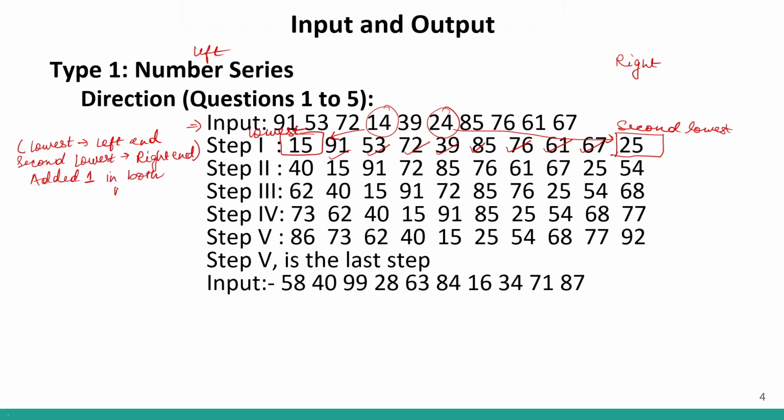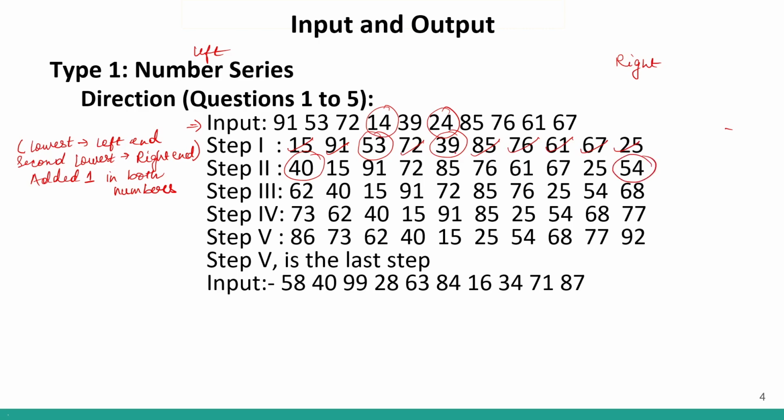This is what we have done in step 1. Okay. Now, let us check for step 2. For step 2, step 1 will be the input and step 2 would be the output. So, for step 2, I can see 15 is here. Then I can see 91. 40 is missing. Then I can see 53 being missing. I have 72, I have 39 missing. Then I have 85, 76, 61, 67 and 25, and I see a new number 54.